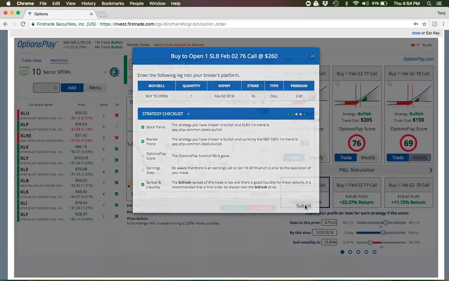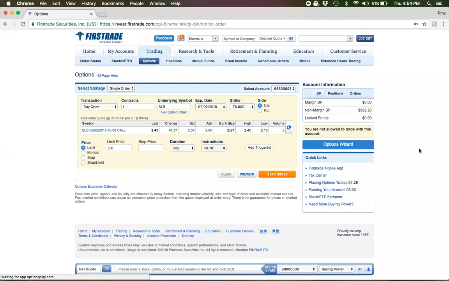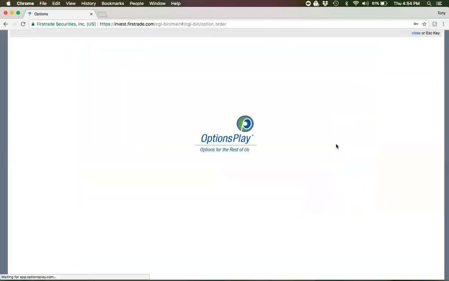And once you're ready to place that trade, you hit the submit button. And what that will do is actually populate the trade ticket for you. So this way, you don't have to enter this order manually. It already enters all of the details for you. So you're buying one contract of the Schlumberger February 2nd 76 call. It will tell you what the current bid ask is. You can type in your limit price and click on send order. This is designed to make your life a lot easier so that you don't have to enter any option trades manually. So click on the options wizard.